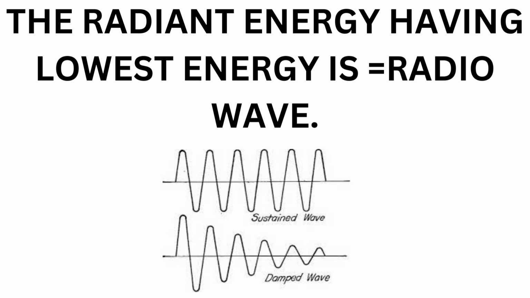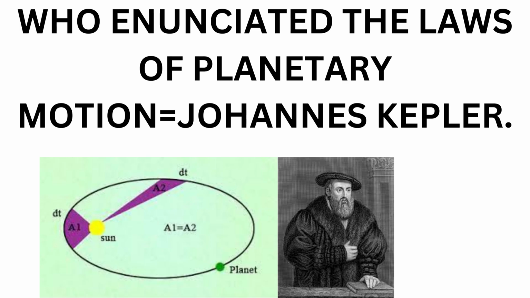The radiant energy having the lowest energy is radio wave, and who enunciated the laws of planetary motion? That was Johannes Kepler. Kepler presented the laws of planetary motion.